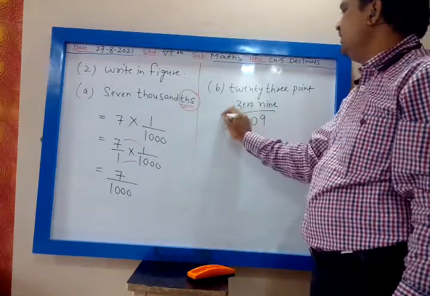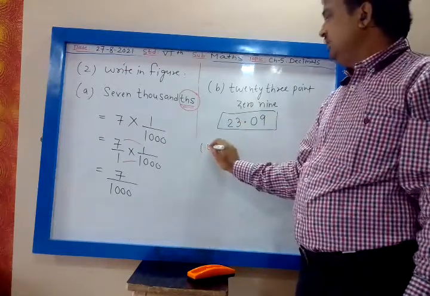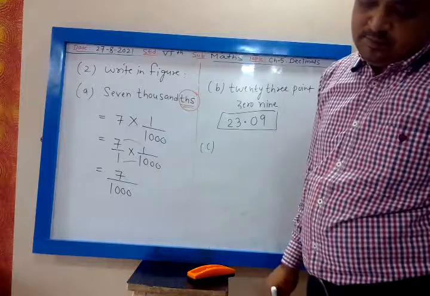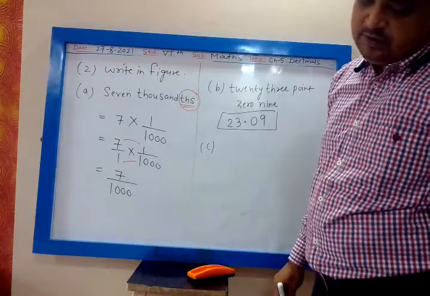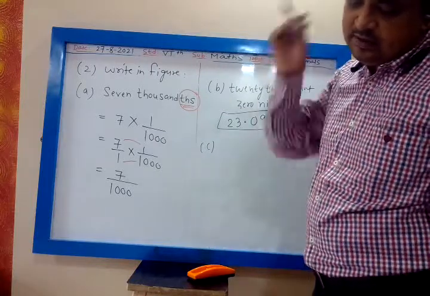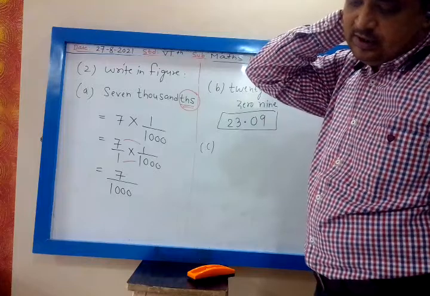23.09. This is the answer. Now let us see C part. 157.38. That you can write 30 and 33 hundredths. Okay.